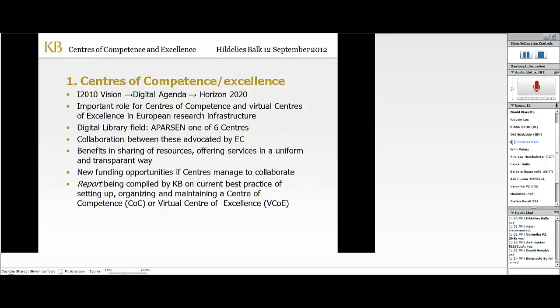Those involved in the other centers who are also in this call are aware that we have been invited to Luxembourg at some point as representatives of all these centers of competence to talk about what we can learn, how we can work together, and this is still very much stimulated by the EC. And I have done a little bit of gathering of information on centers.